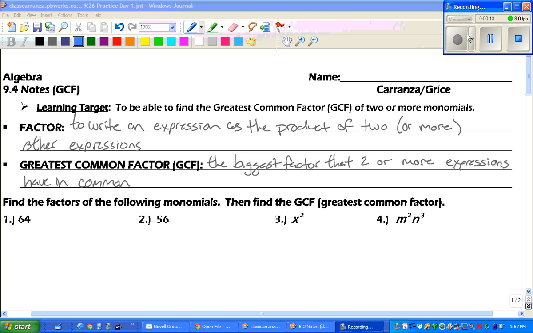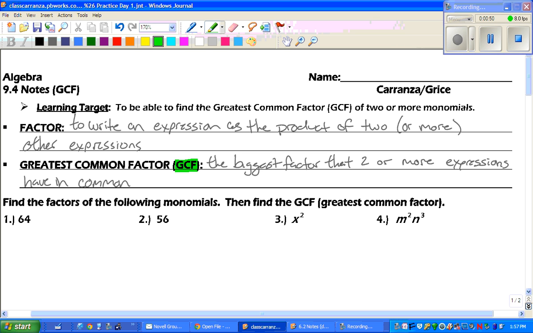Today we're talking about the GCF, also known as the greatest common factor. Our learning target today is to be able to find the greatest common factor of two or more monomials. First, a couple of vocabulary words. The first is the word factor. Factor means to write an expression as the product of two or more other expressions. And the greatest common factor, which you've probably heard most as the GCF, is the biggest factor that two or more expressions have in common.